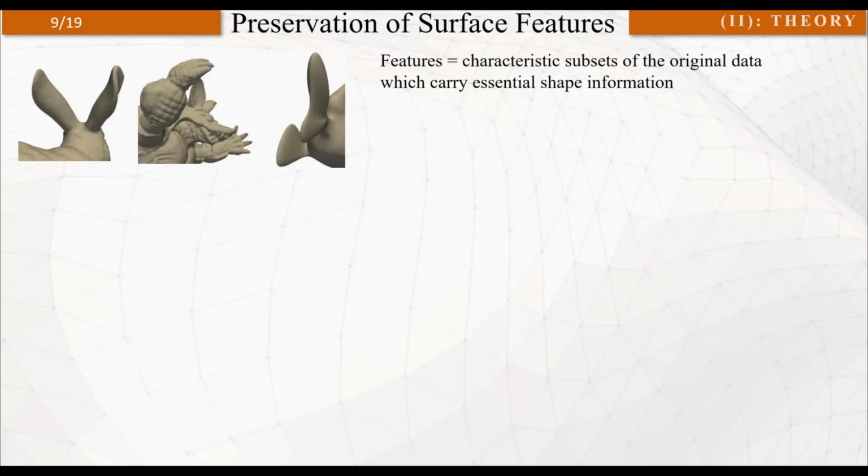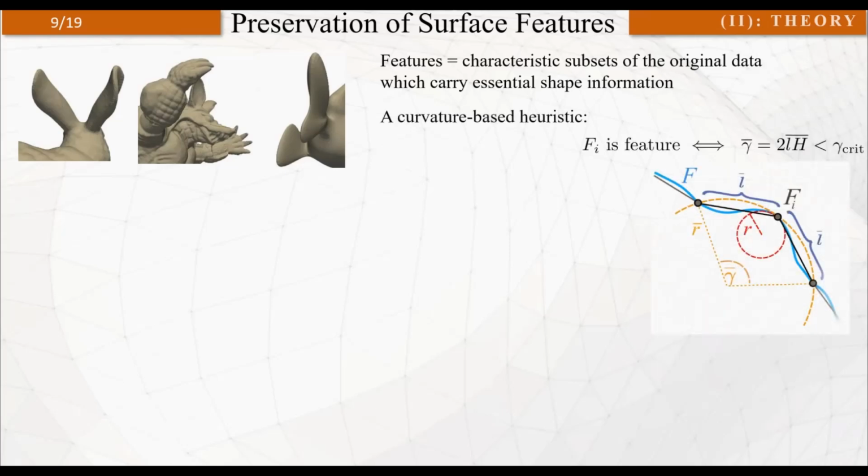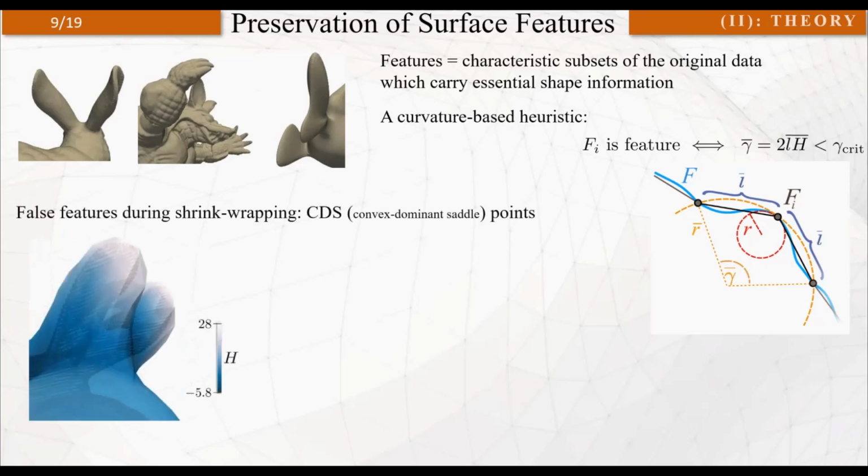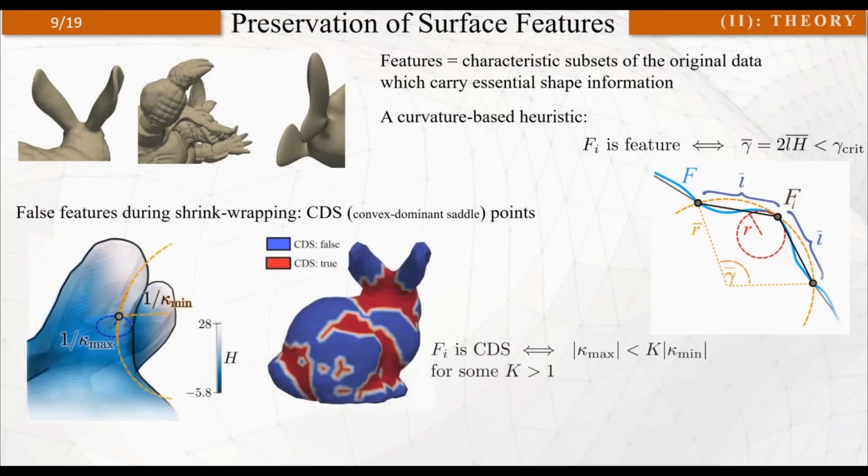ears, limbs, etc. For this, we use a curvature-based heuristic, namely a vertex is a feature if and only if its angle of curvature is below a critical limit. To make things a little more complicated, the evolving surface may have false positives during shrink wrapping in the form of so-called convex dominant saddle points.